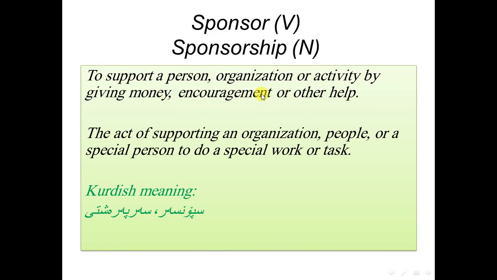Here is another vocabulary in this lesson. Here we have sponsor. The word form of sponsor is verb. We also have the noun form of the vocabulary, sponsorship. Sponsorship is the noun form of the vocabulary. Let's read the definition of the vocabulary first, and then we read the Kurdish meaning. Sponsor as a verb here means to support a person or an organization.